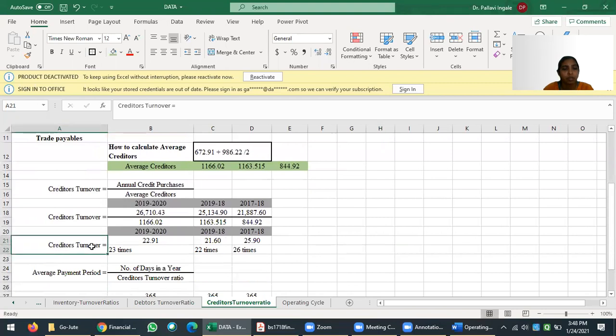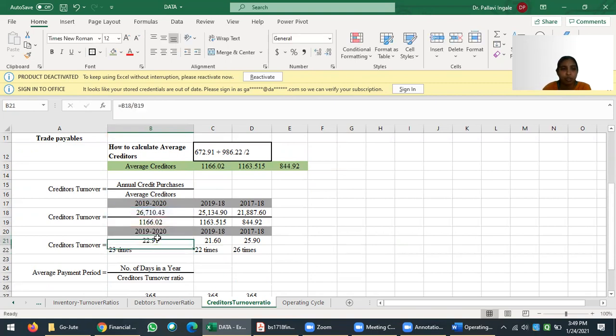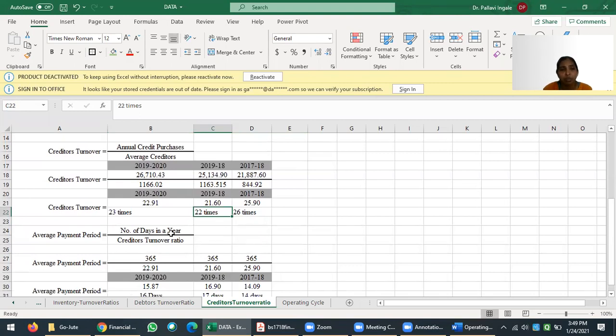Okay, now what is next? The turnover ratio calculation. Division I have to do. So now I'm doing division. This divided by this. So I'm getting 22.60, 25.90. So it is 23 times, I can say, in a year this credit turnover ratio will get rotated. Same way for 2018-19, 22 times this rotation of credit cycle will get rotated. Okay, so this is just times data, not days.